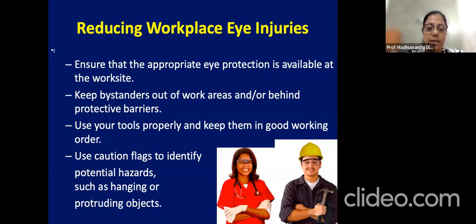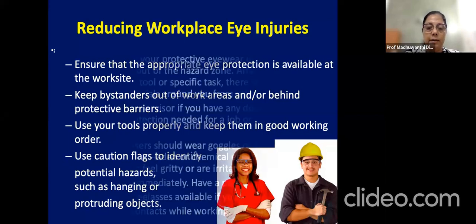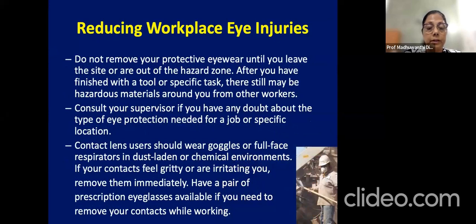The potentially hazardous working areas have to be lit. For example, the dark areas with hanging or jutting out equipment is a very dangerous area. So protruding objects have to be covered, or there should be some flag, a red cloth or something, or properly covered so that they will not hit the eye of another worker. Then the workers need to remember to keep the protective eyewear until they leave the site.